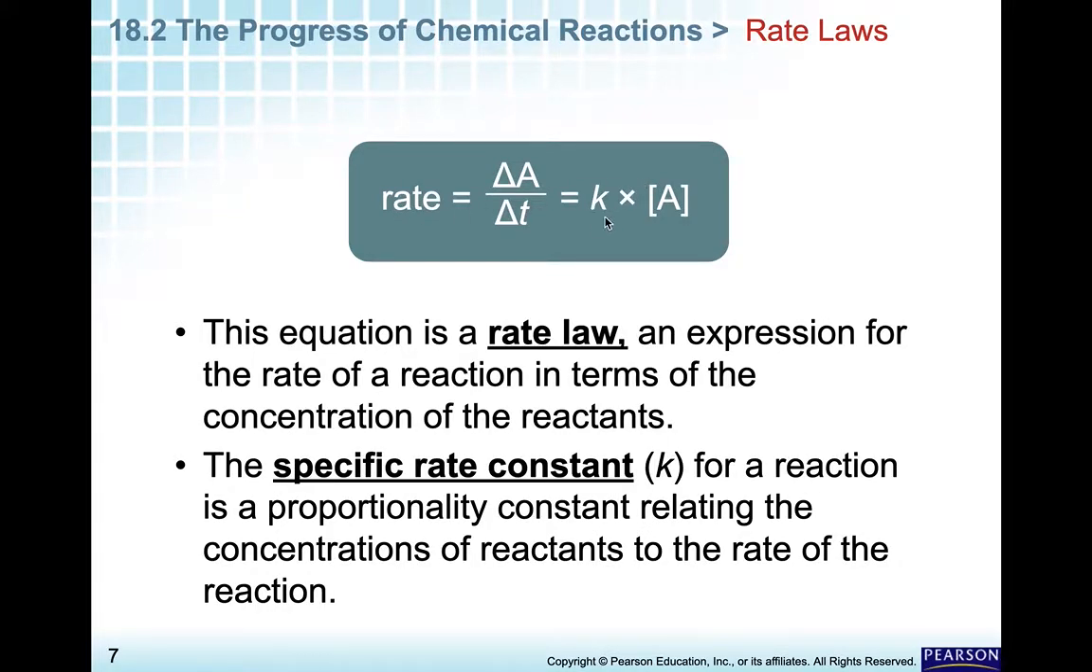K, like we said, is a constant. It's known as the specific rate constant. And there's a different K value for every reaction. We will be either given this or we will be solving for it for each individual reaction. It's a way to relate the concentration of the reactants to the rate of the reaction.